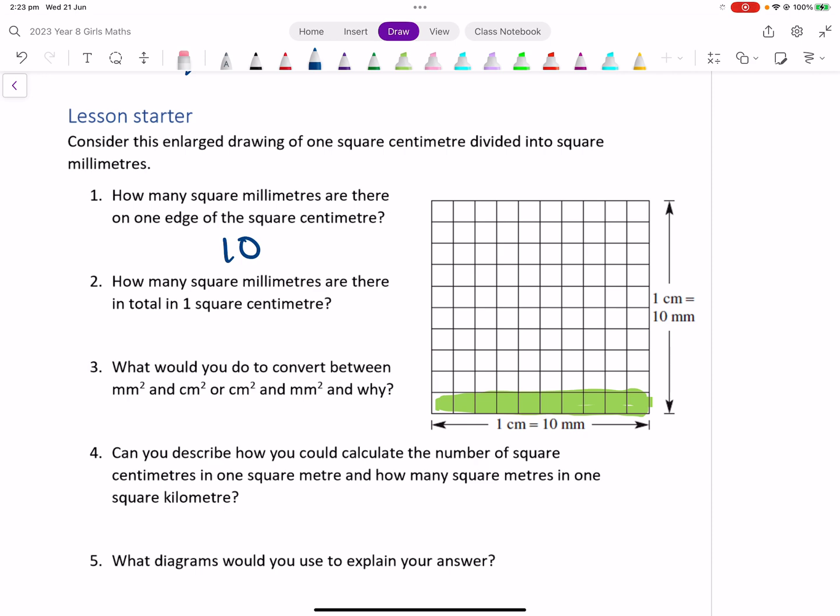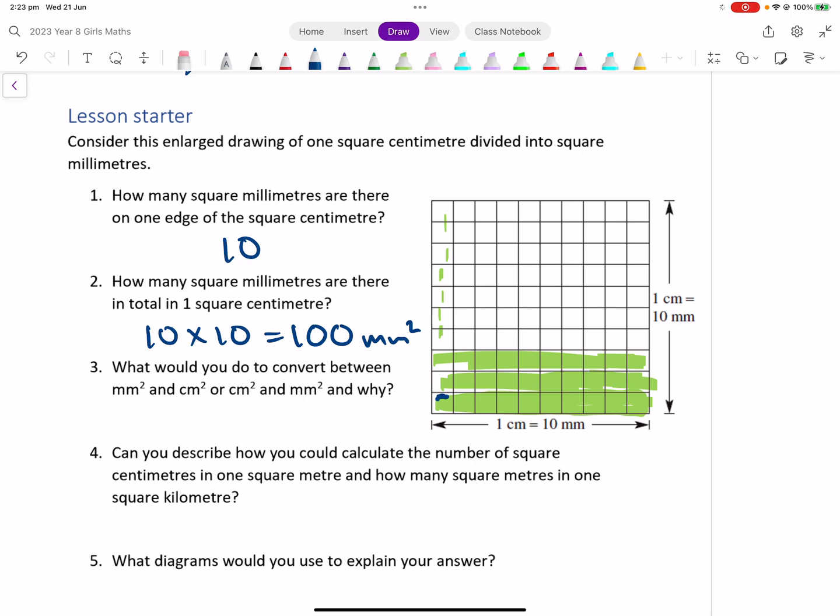How many millimetres are there in total in 1 square centimetre? All right, so I've got 10 on the first row, and I've got 10 on the second row, that's 20, and 10 on the third row, that's 30, and I've got 10 rows. I think I've got 10 times 10 equals 100 square millimetres in a square centimetre, and I'm just going to write my units like that.